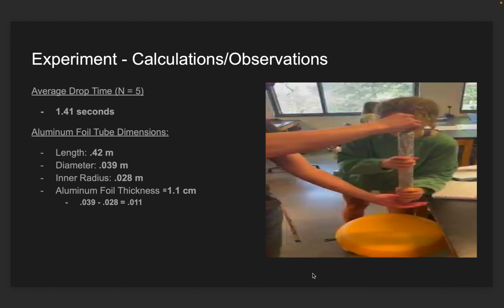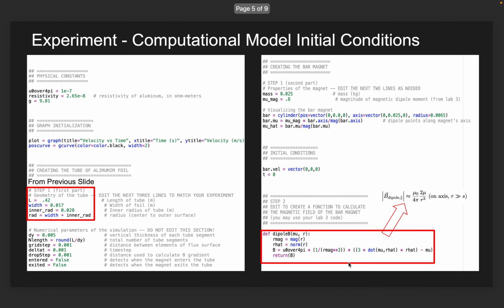So in our experiment, the average drop time was about 1.41 seconds. The full foil tube dimensions were 0.42 meters for length, 0.039 meters for diameter, 0.028 meters for inner radius, and the foil thickness was calculated to be 1.1 centimeters, satisfying our initial conditions.